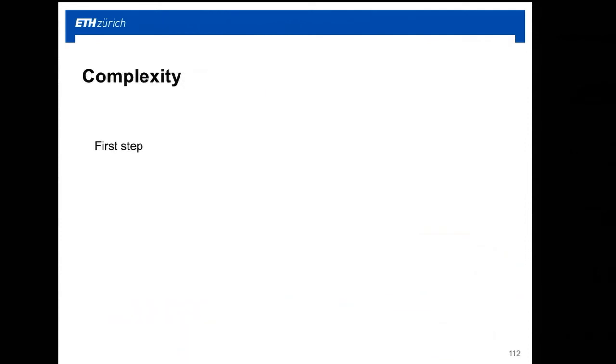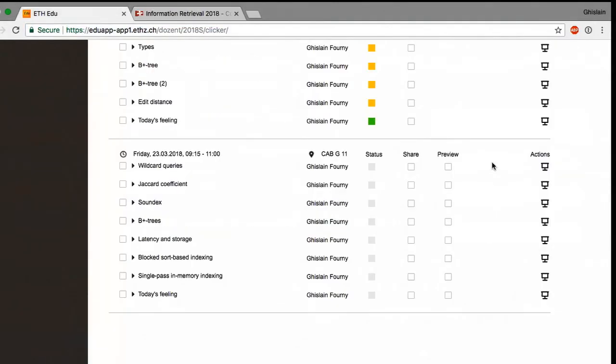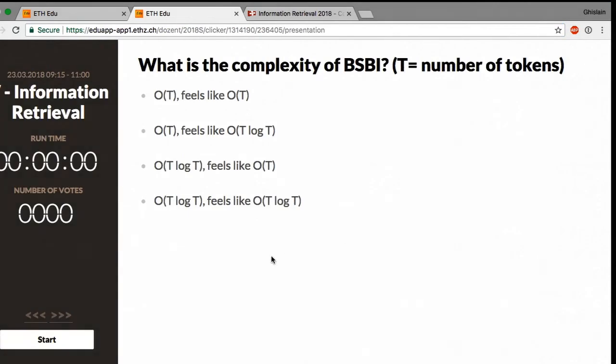So this is called blocked sort-based indexing. What do you think the complexity of that is? I mean the complexity of building it, and I give you T as the number of tokens, like a billion or something.